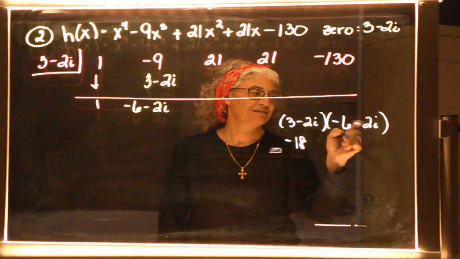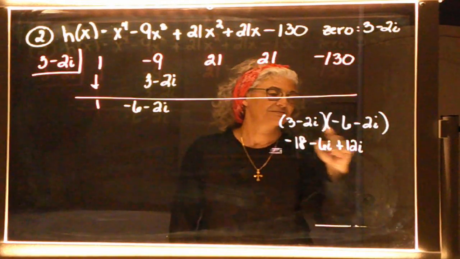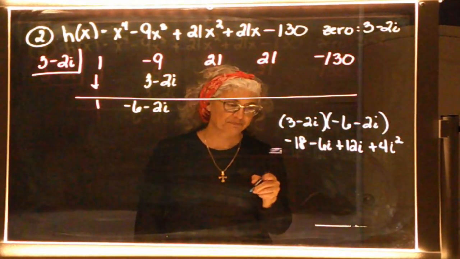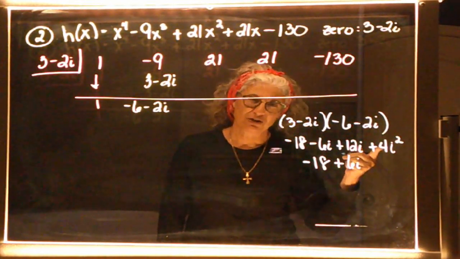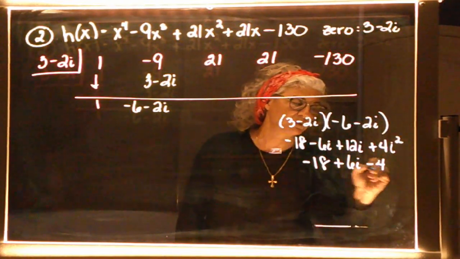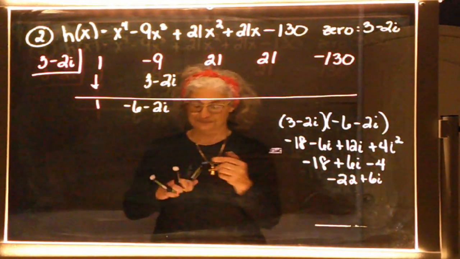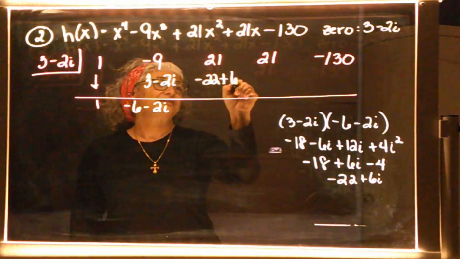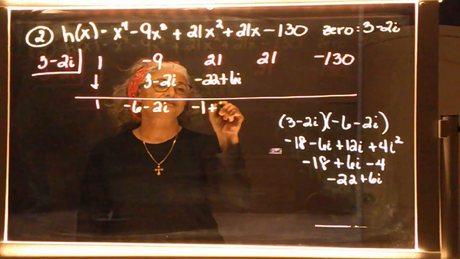-18 minus 6i plus 12i plus 4i squared, correct? Okay, so -18 plus 6i, i squared is a -1, isn't it? So this plus 4i squared becomes a -4, doesn't it? So that gives us a -22 plus 6i. Combine these together, you get -1 plus 6i, don't you?